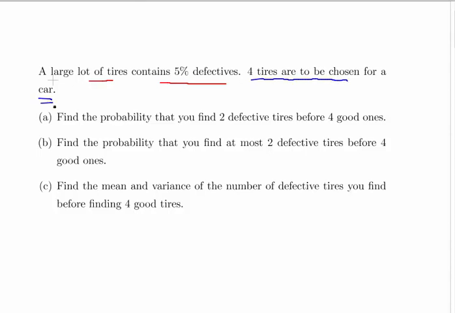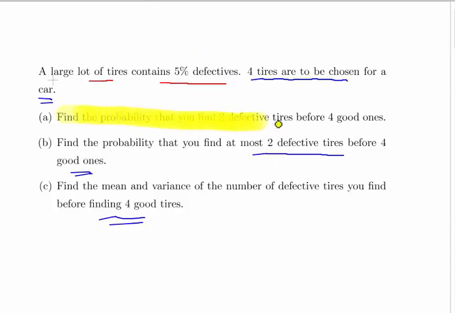Okay, now potentially there are defective tires. So if we find a defective tire, we have to just pick out another one again. So this is the whole point of the question. Find the probability that you find 2 defective tires before you find 4 good ones. The second question is find the probability that you find at most 2 defective tires before you find 4 good ones. And then find the mean and variance of the number of defective tires you must find before finding 4 good ones.